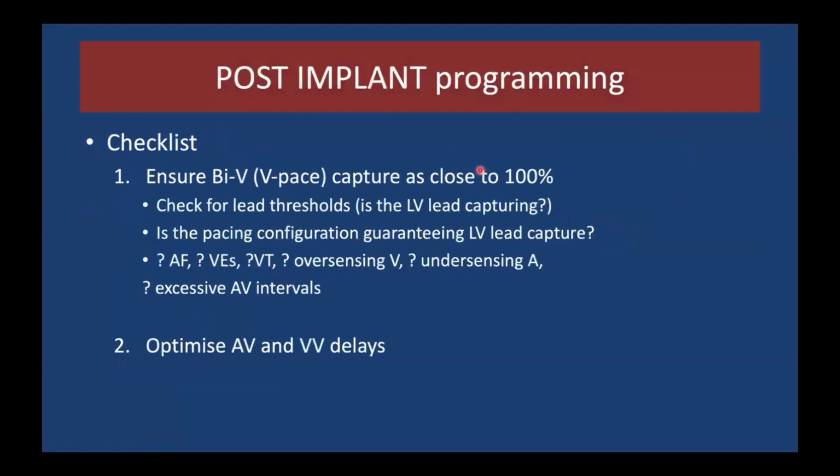And this will probably be my final slide, just a way of helping you understand biventricular pacing. This is my checklist. Every time I'm looking at a patient, particularly when they come for a checkup, I try and ensure maximal ventricular pacing is close to 100%. That means you have to make sure that the patient's LV lead is capturing. The other thing is: is the pacing configuration guaranteeing LV lead capture?